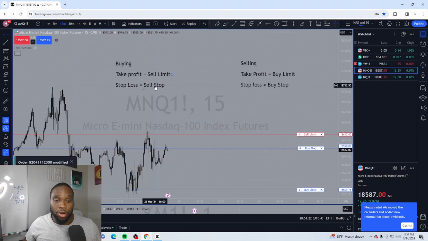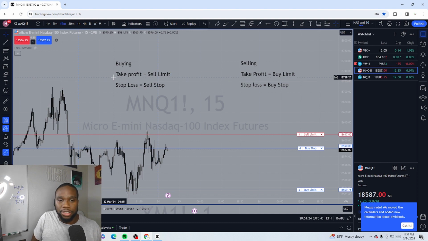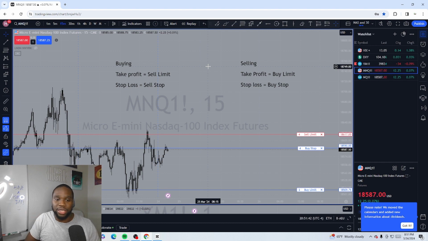Again, if you're buying, your stop loss is going to be a sell stop. If you're selling, your stop loss is going to be a buy stop. If you're buying, your take profit is going to be a sell limit. If you're selling, your take profit is going to be a buy limit. Hopefully that makes sense. If you have any questions, please let us know and we'll get back to you as soon as possible.